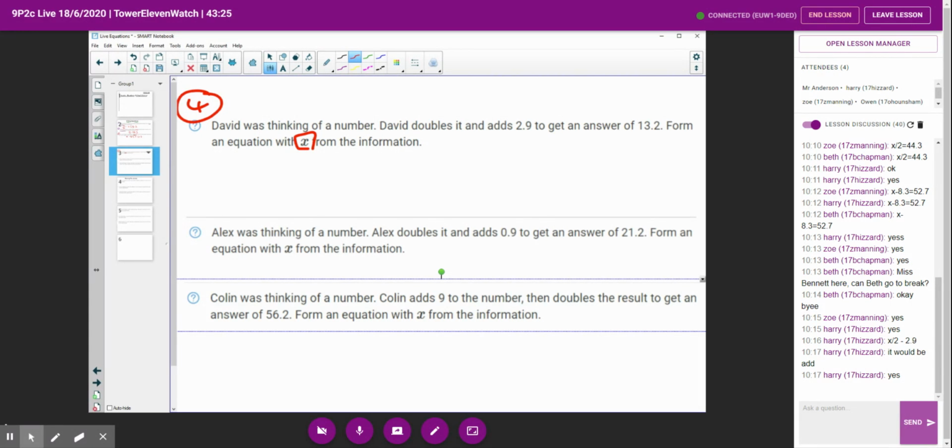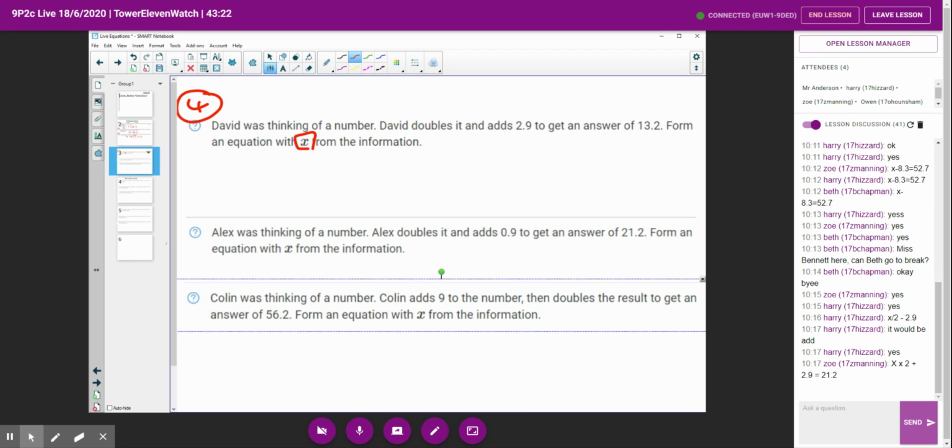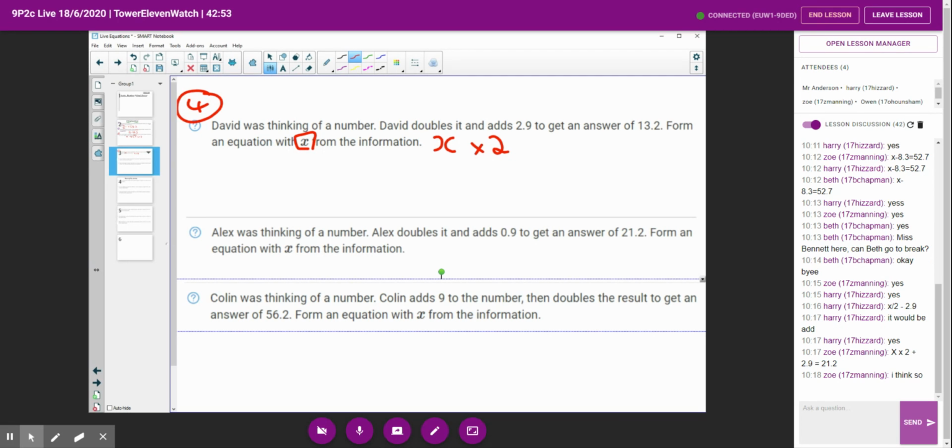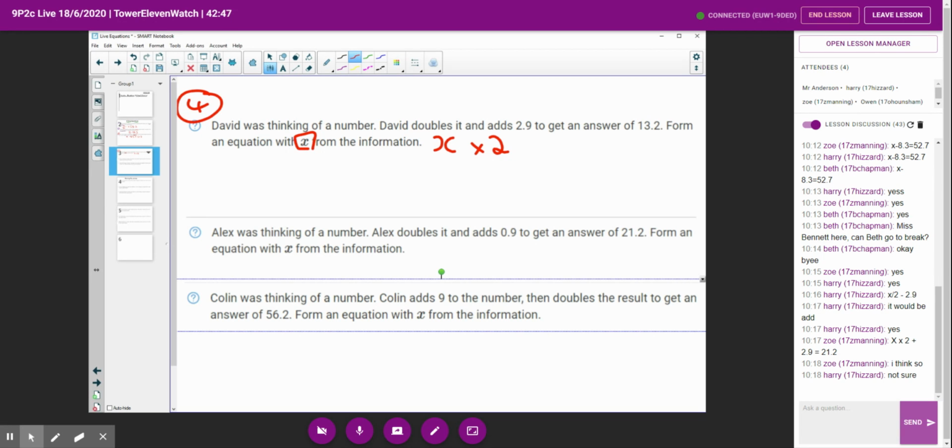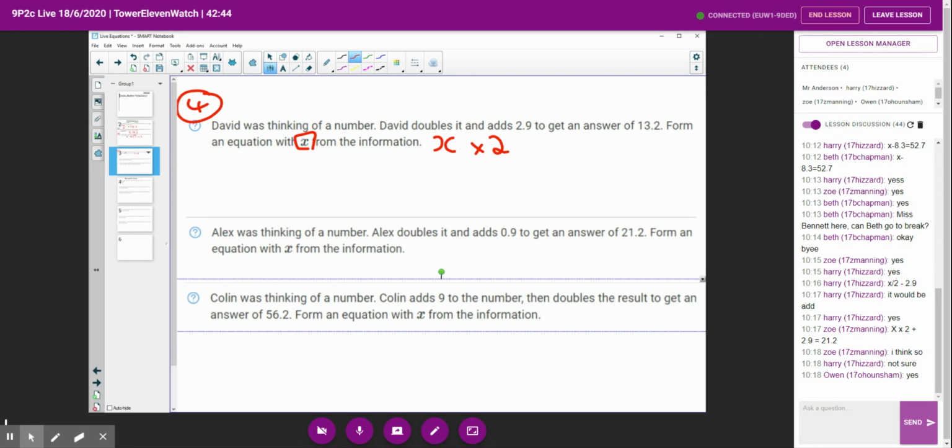Zoe, what do you think? You there, Zoe? Oh, right, okay. Well done, Zoe. Good. Obviously, you're thinking about that and writing it down. So let's have a look at what Zoe's put. So Zoe has put, so she started off with x, and then she's got times by 2. So does writing times 2 like that, guys, does that show us doubling it? Yes or no in the chat? Does writing times 2 show us doubling? Zoe, you think so? Harry, Owen, what do you guys reckon? Harry, not sure. Owen, you say yes?